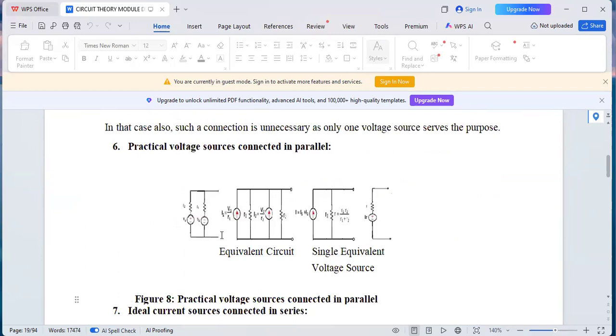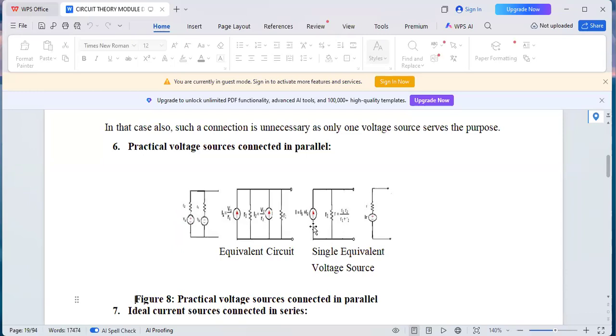Now you see, practical voltage sources connected in parallel. They are all connected in parallel. So I1 will be equal to V1 over R1, which is an internal resistance. These things are for calculation sake. I2 will also be V2 over R2 because they have internal resistances. So you see, that's what you are doing here.